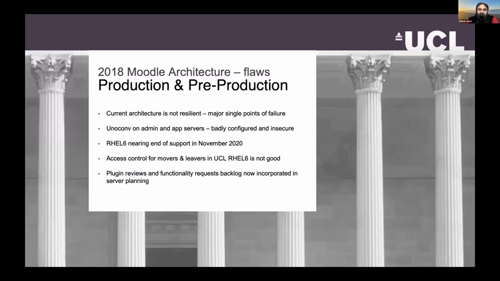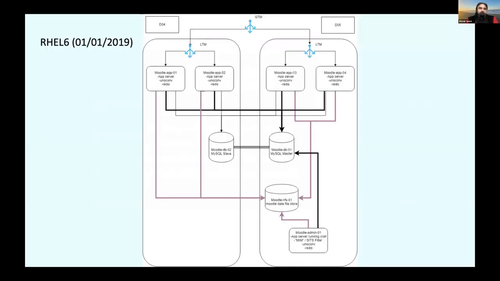So this was the situation where we were on Red Hat 6. This is 2019. And four application servers. We had a master database, a slave database, but that was just used as a backup and for some reporting. Obviously, all the data in the Moodle file store on NFS, and then a dedicated cron box to run Moodle cron, but also run our data integration.